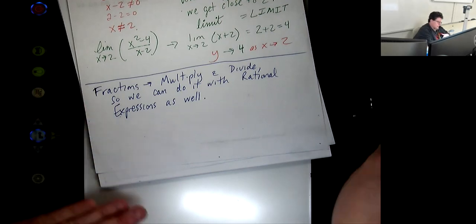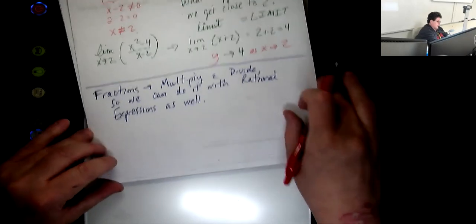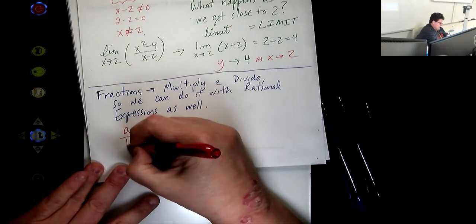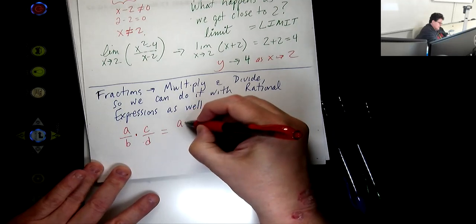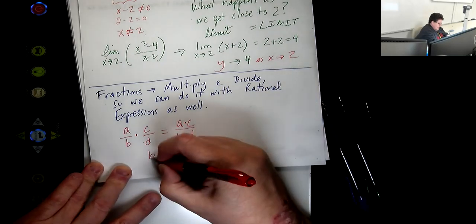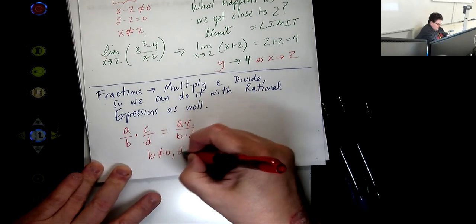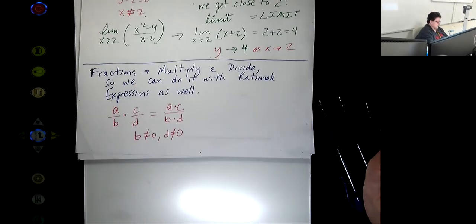And since there's not a lot of room to work on this page, I'll just remind you how it works. If we have A over B times C over D, we get A times C on top, B times D on bottom. B can't equal 0, D can't equal 0. That's multiplication.